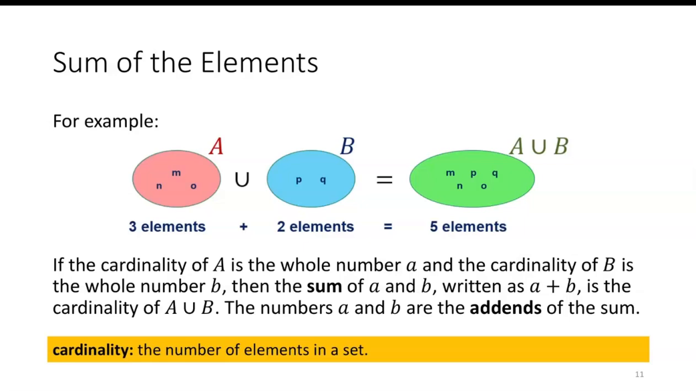So in this case, if they have nothing in common, if the cardinality of A is the whole number, say little a, and the cardinality of B is the whole number, little b, then the sum of A and B, a plus b, is the cardinality of the union. And those numbers a and b are called the addends of the sum.